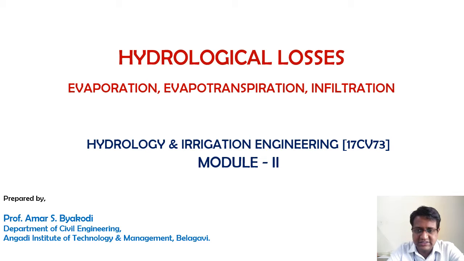So this is the sixth session on hydrology and irrigation module 2, that is hydrological losses. In the previous sessions we have completed the evaporation process, and in the last class we were discussing the evapotranspiration process. In this we have already checked what evapotranspiration is, what are the factors affecting evapotranspiration, as well as a few of the terminologies that we use to understand evapotranspiration in a much better way and apply it to the practical world.